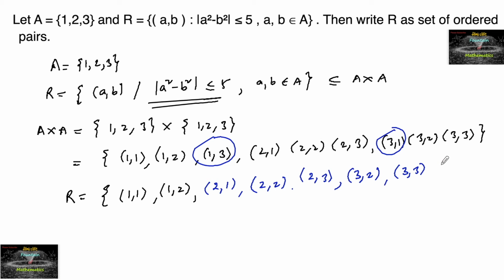So we can just confirm here. So the relation R is equal to {(1, 1), (1, 2), (2, 1), (2, 2), (2, 3), (3, 2), (3, 3)}. So except (1, 3) and (3, 1), the remaining from A cross A satisfies the condition. Okay, right, thank you.